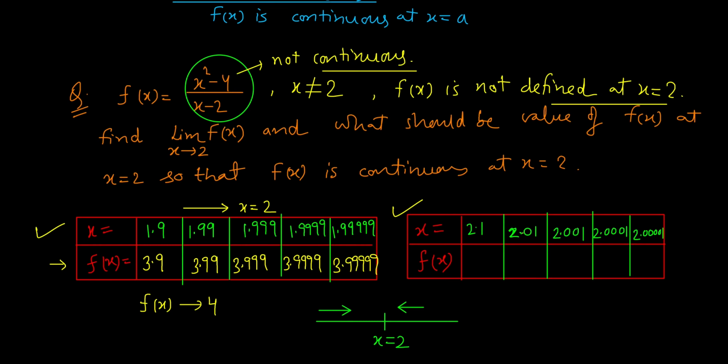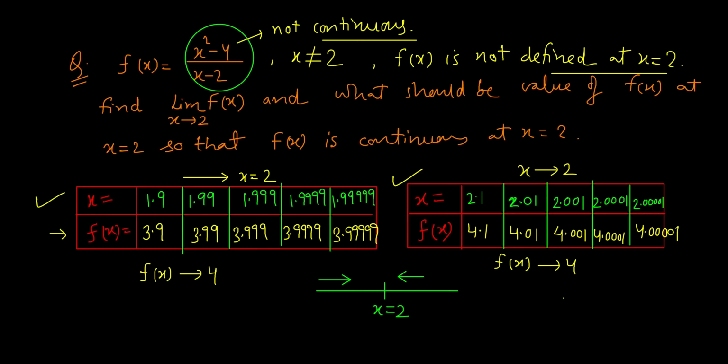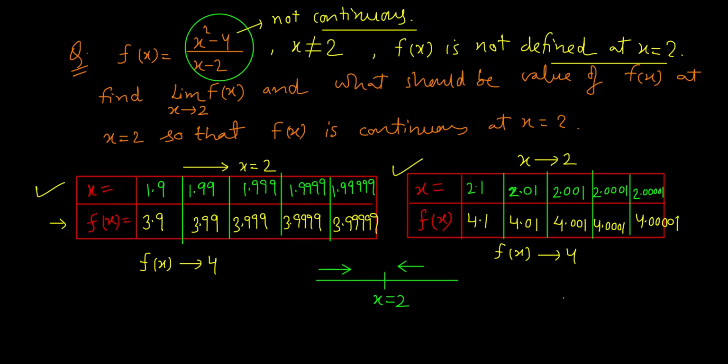Similarly, if we put x equal to 2.1, as we are talking about the right hand side table, you will get f(x) equal to 4.1. For 2.01, you will get 4.01. Similarly, for this you will get 4.001, 4.0001, and at last for 2.00001, you will get f(x) equal to 4.00001. So again you see that as x is approaching 2 from the right hand side, f(x) is approaching 4. So in both cases, whether you approach x equal to 2 from the left hand side or the right hand side, the function's value is approaching the same point.